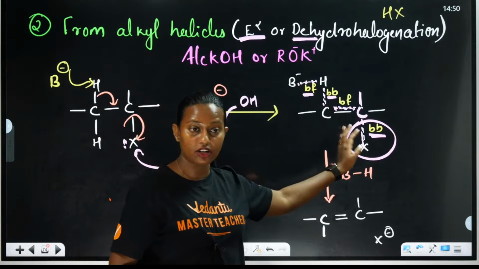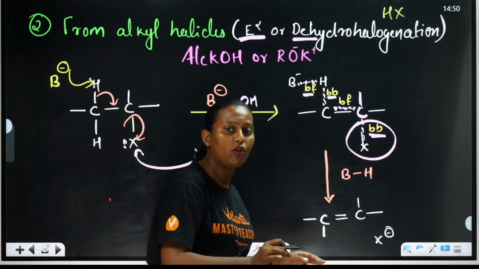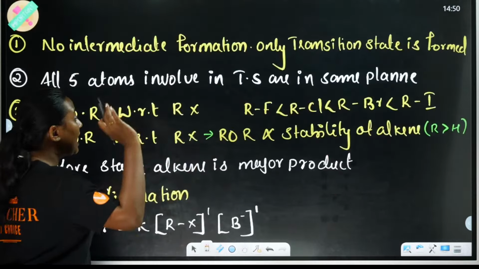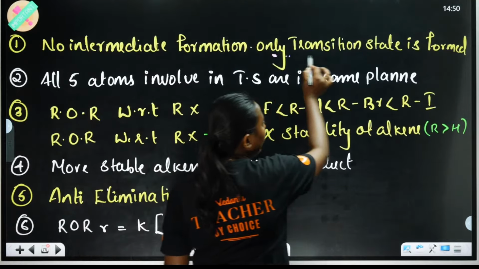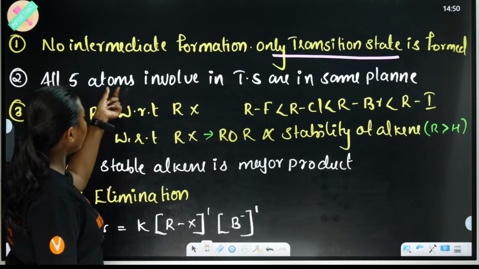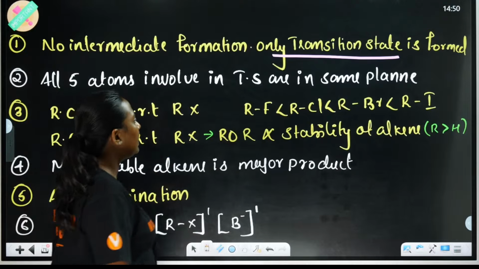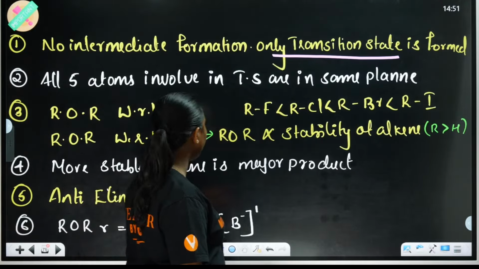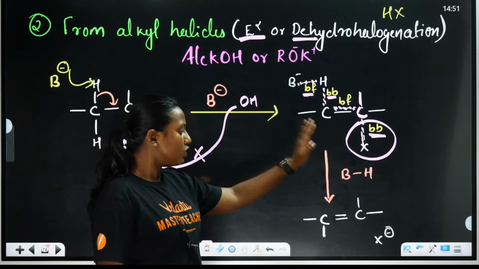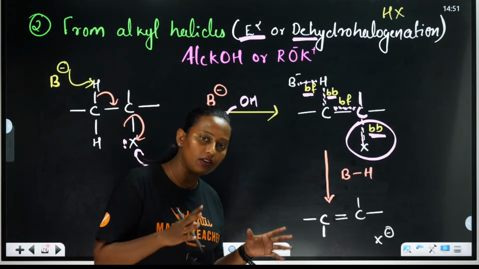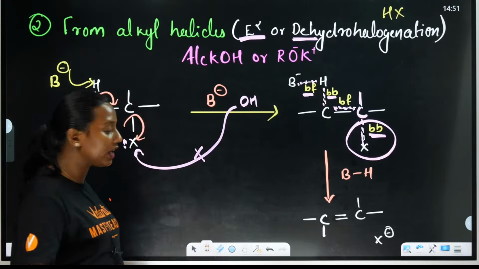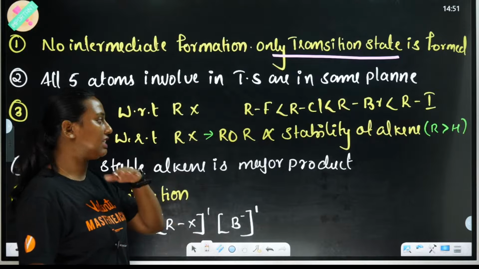It is a transition state. Simultaneously bond forming and bond breaking is happening here. There is no intermediate, only the transition state. Next, all 5 atoms involved in the TS are in the same plane. All 5 atoms should be in the same plane.